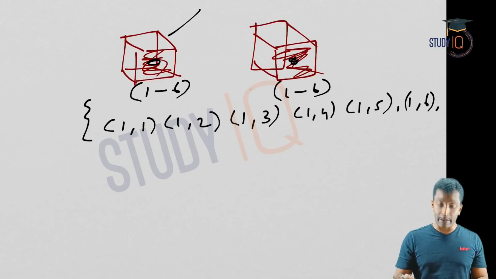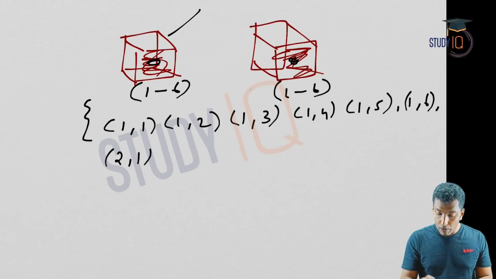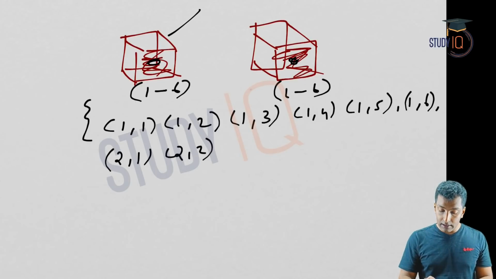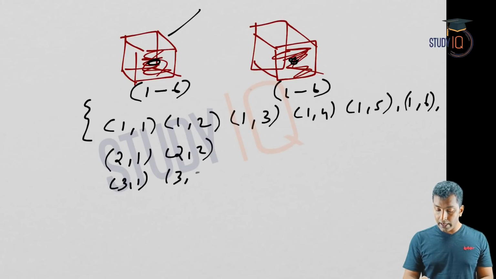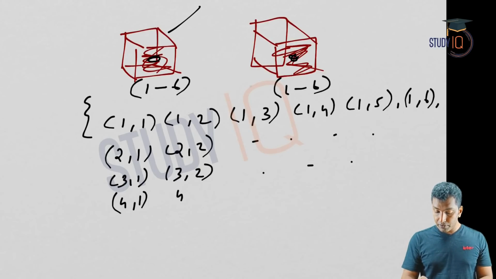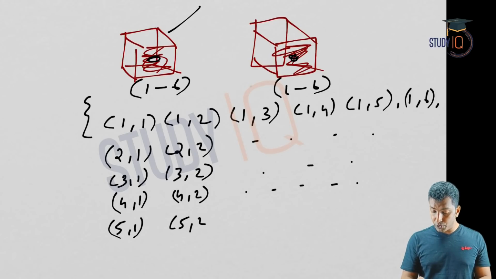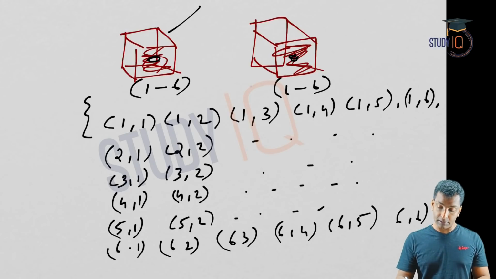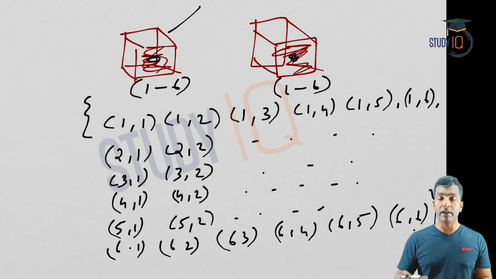Now, this is not the end, right? Similarly, 2, 1, 2, 2, where we keep 2 and vary the second one. Now, 3, 1, 3, 2 and so on. Similarly, 4, 1, 4, 2 and so on. 5, 1, 5, 2 and so on. 6, 1, 6, 2, 6, 3, 6, 4, 6, 5, 6, 6. So these are the possible outcomes you get when you are rolling a die.